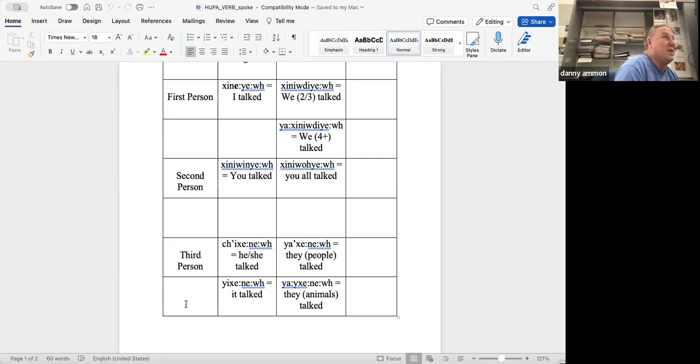But the amazing thing is that a fluent speaker does all of these patterns, all these little subtle differences automatically. And that sounds incredible, but we do it in English. We're all fluent in English. We do all these little changes automatically. I talk, I talked, I was talking, stuff like that.